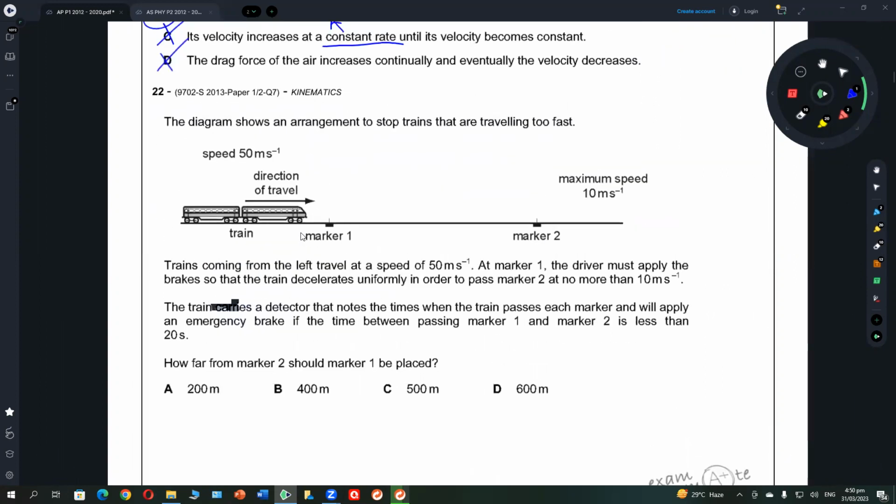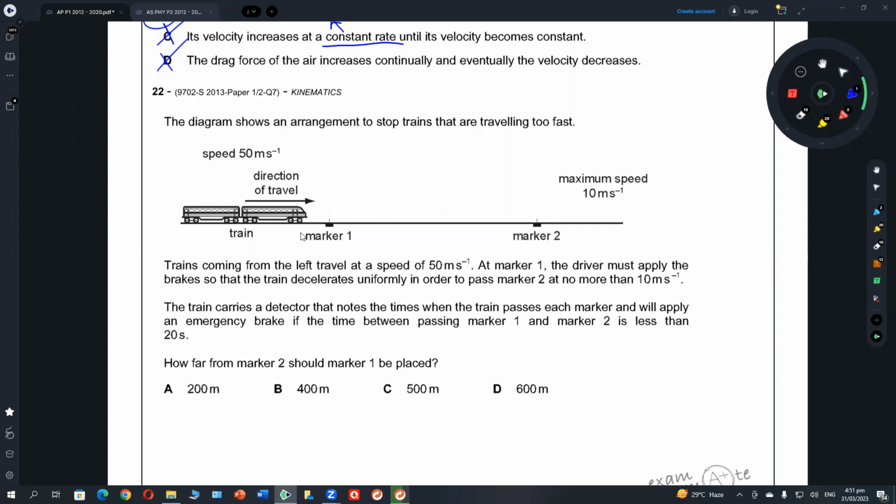The diagram shows an arrangement to stop trains that are traveling too fast. Trains coming from the left travel at a speed of 50. At marker 1, the driver must apply the brake so that the train decelerates uniformly in order to pass marker 2 at no more than 10. The train carries a detector that notes the times when the train passes each marker. It applies an emergency brake if the time between passing marker 1 and marker 2 is less than 20 seconds. How far from marker 2 should marker 1 be placed?